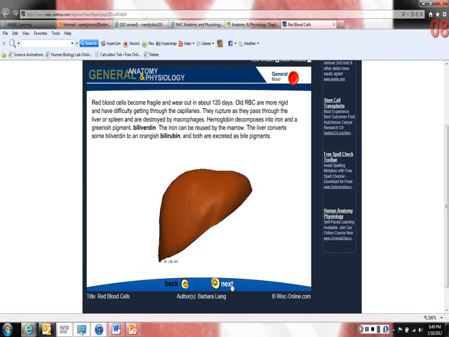Red blood cells become fragile and wear out in about 120 days. Old red blood cells are more rigid and have difficulty getting through the capillaries. They rupture as they pass through the liver or spleen and are destroyed by macrophages. Hemoglobin decomposes into iron and a greenish pigment, biliverdin. The iron can be reused by the marrow. The liver converts some biliverdin to an orangish bilirubin, and both are secreted as bile pigments.